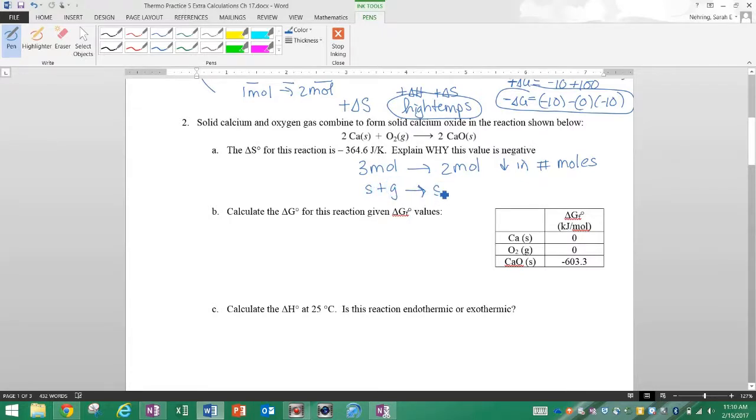And that's going to cause a pretty big decrease in entropy, because gases are much more disorderly, right? So gases are bumping around. They're really free to arrange themselves in lots of different ways.